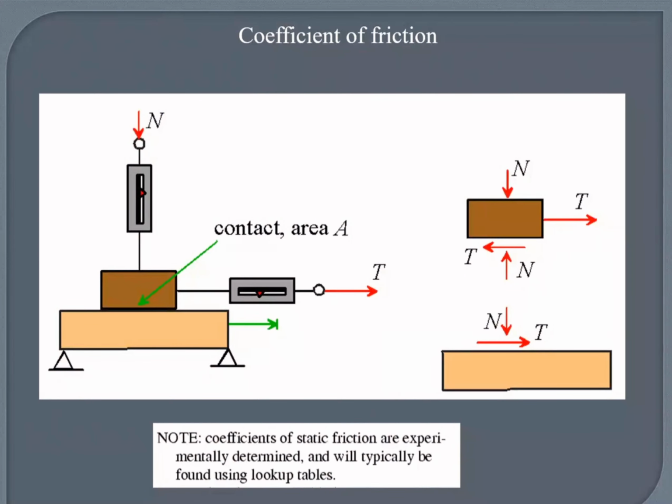Oh, this is F equals mu N. Yes, this is how, basically, in reality we measure this thing. F equals mu N, and this is what we measure experimentally. And remember, mu is the coefficient of friction, depending on the material.